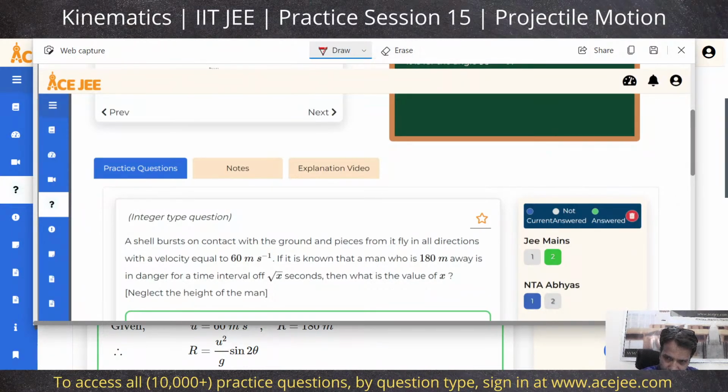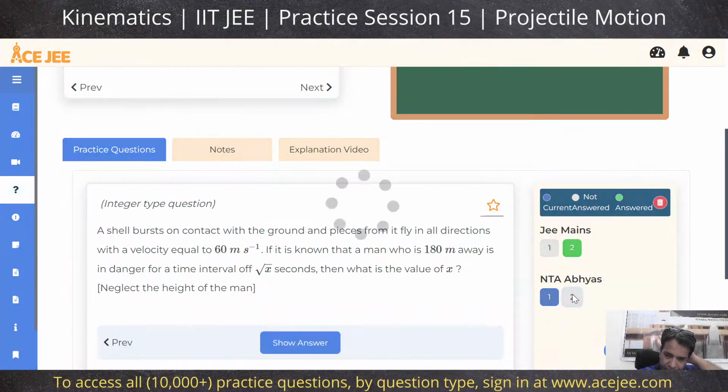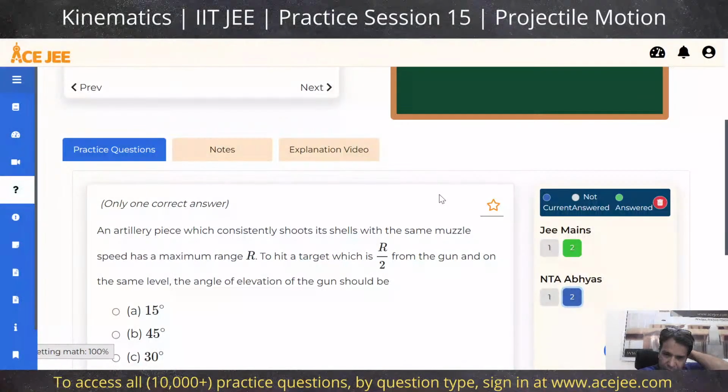Okay, I think we got it. Next one. Chavi, beta, you got it now? What I was trying to say? Yes, sir. Let me just read through it and see if we should solve it. An artillery piece which consistently shoots its shells with the same muzzle speed has a maximum range R. To hit a target which is R by 2 from the gun, and on the same level, the angle of elevation of the gun should be. I think this is just a matter of figuring out the math.